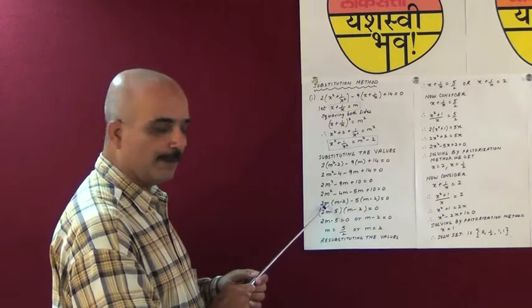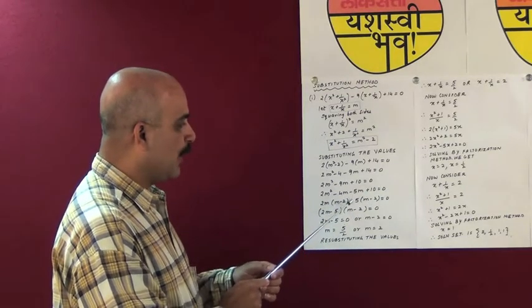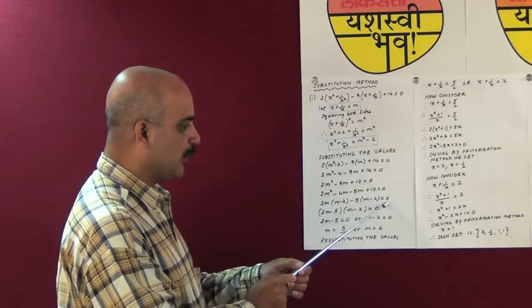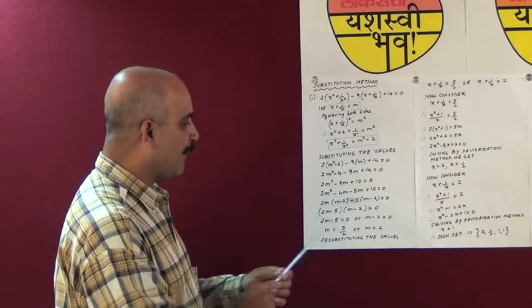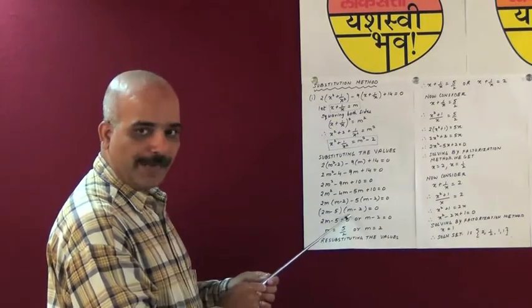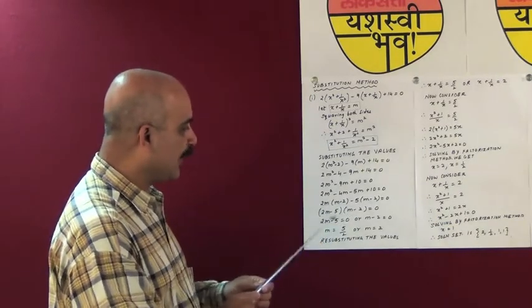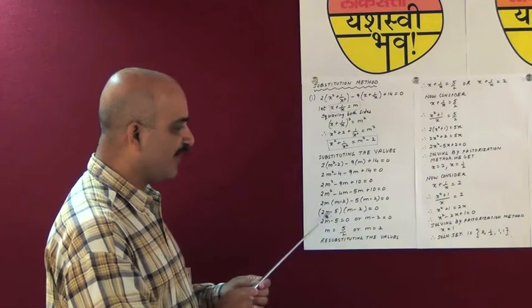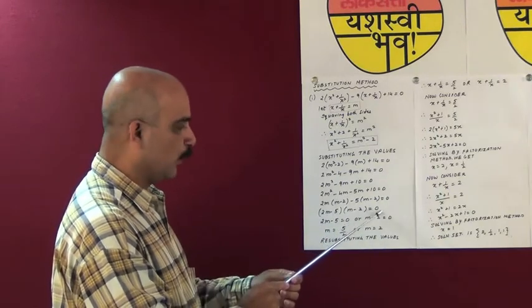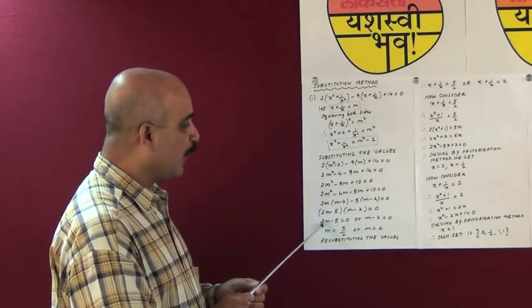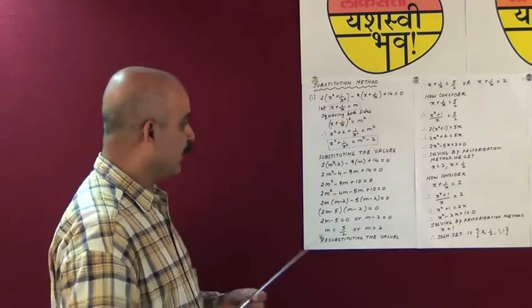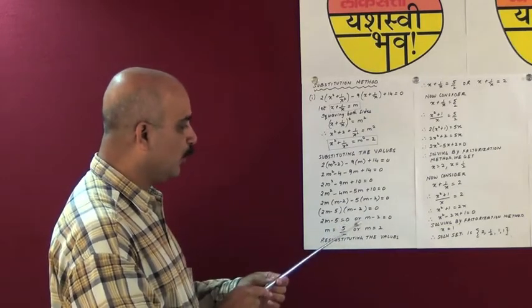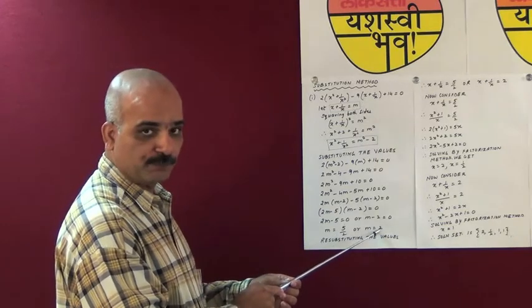2m, we take it common, we get m minus 2, minus 5 common, m minus 2 is equal to 0. Common factors in one bracket, non-common in the other bracket. So we get m minus 2 in one bracket, 2m minus 5 in the other bracket. That is equal to 0. Therefore we get 2m minus 5 is equal to 0 or m minus 2 is equal to 0. Therefore m is equal to 5 upon 2 or m is equal to 2.